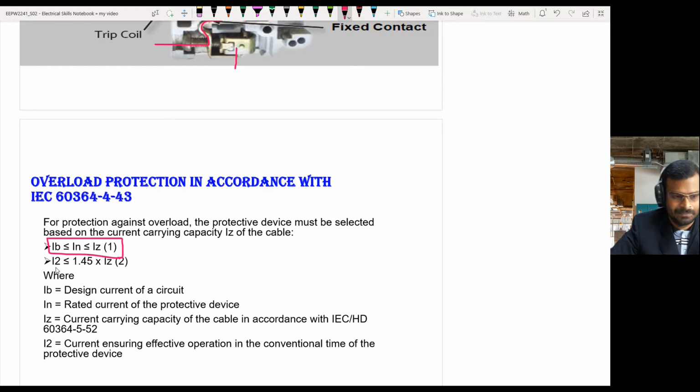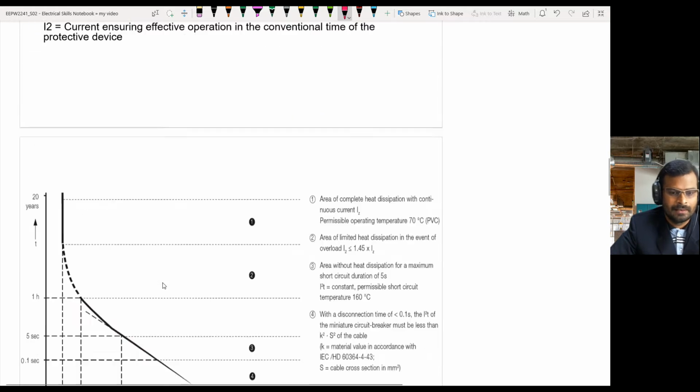So this is a simple idea. And this terminology I2 is always less than or equal to 1.45 times the current carrying capacity of a cable. So what is this I2? I2 is the current ensuring effective operation in the conventional time of the protective device. These are a few terminologies which we must understand before going to the next slide.